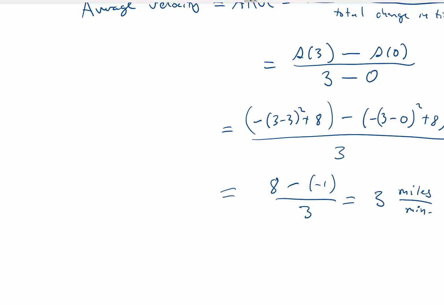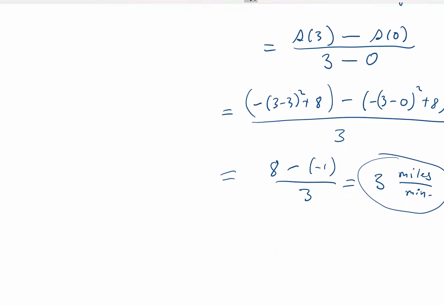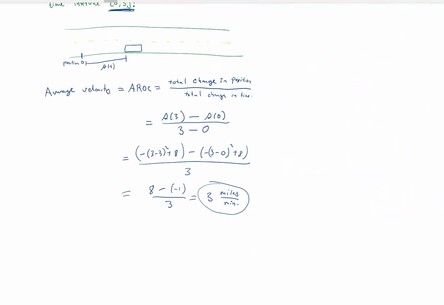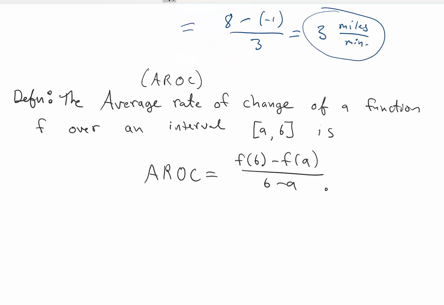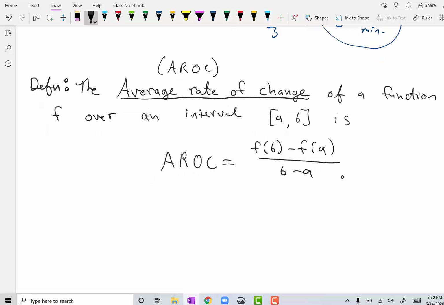Okay, and that's exactly our average rate of change. So that's sort of how you compute it in general. Let me give you the official definition. What this definition is saying is that it's trying to define the average rate of change of a function over some interval between some number a to some number b.